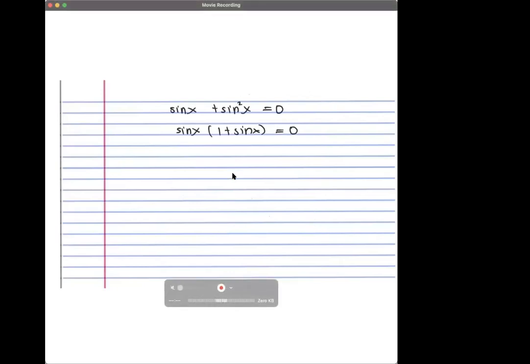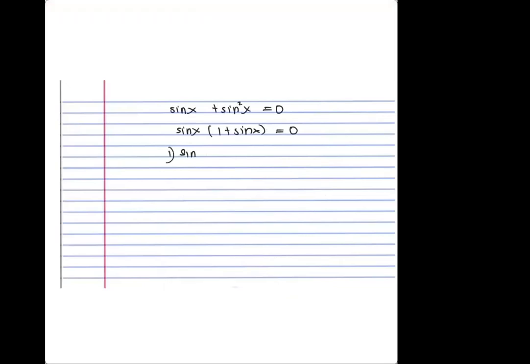Factor out the sine x, and I get sine x times 1 plus sine x equal to 0. Then I'm going to set each factor equal to 0. And I should check to make sure I did this right. Sine x times 1 gives me the first one. Sine x times sine x gives me the second one. So that does factor appropriately. So I'm going to set the first case, sine x, equal to 0.